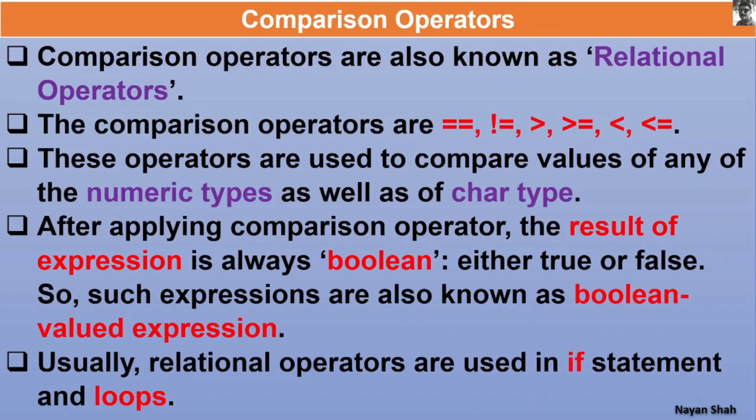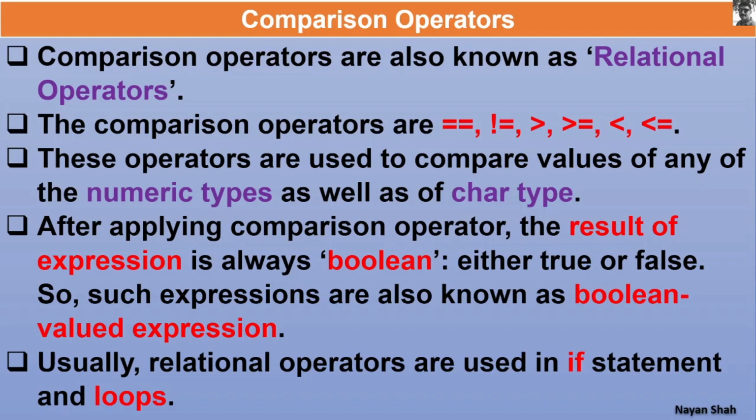Comparison operators. Comparison operators are also known as relational operators because they show relationship between LHS and RHS. The comparison operators are all these 6 which we already discussed. These comparison operators are used to compare values of any type, any of the numeric types as well as of character type. So like arithmetic operators, comparison operators also can be used by all the numeric data types, that is byte, short, integer, long, float, double, and it also can be used by character data type.